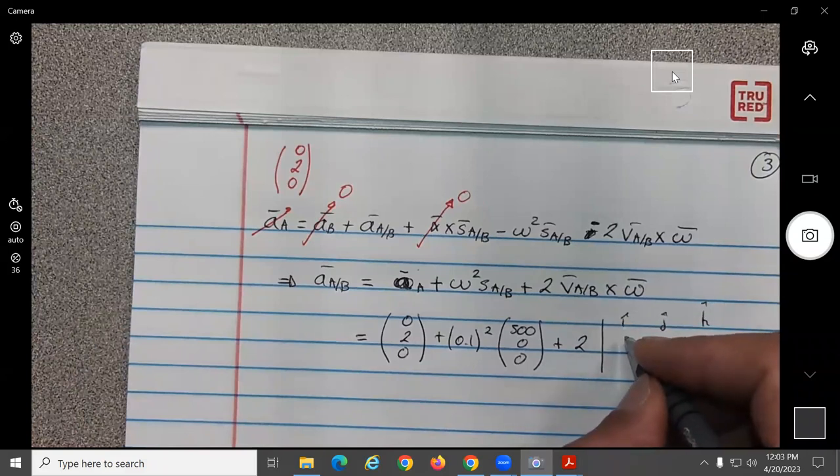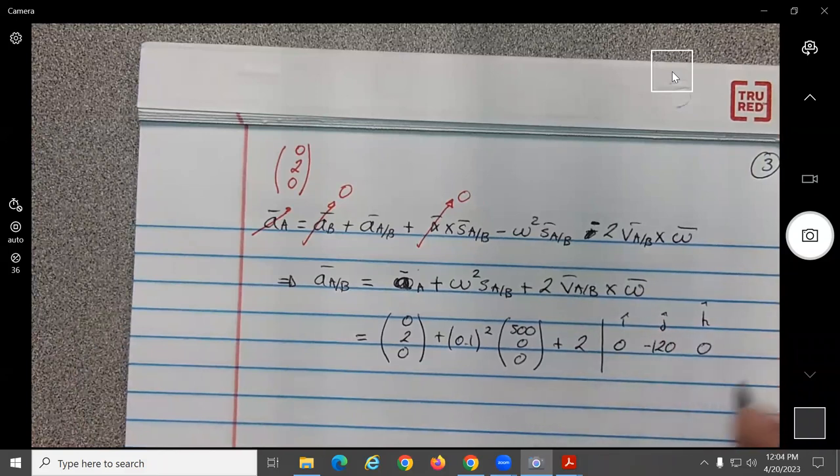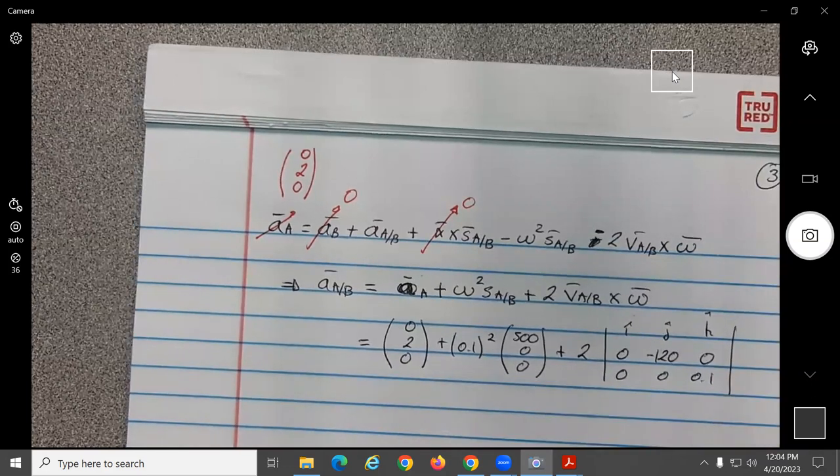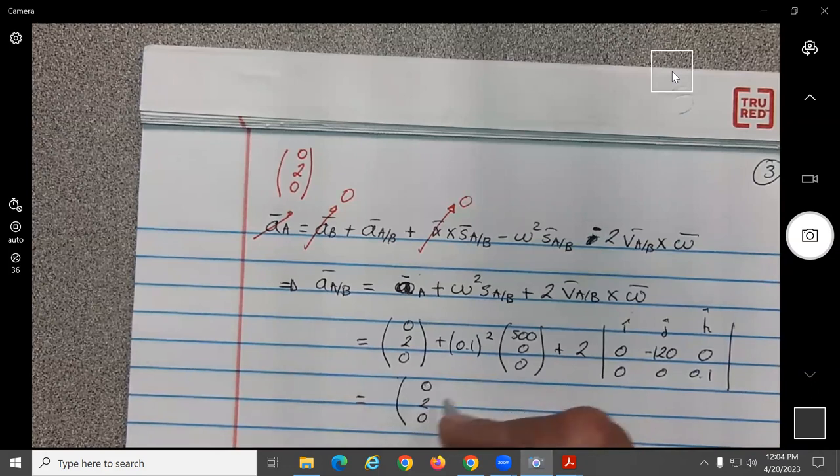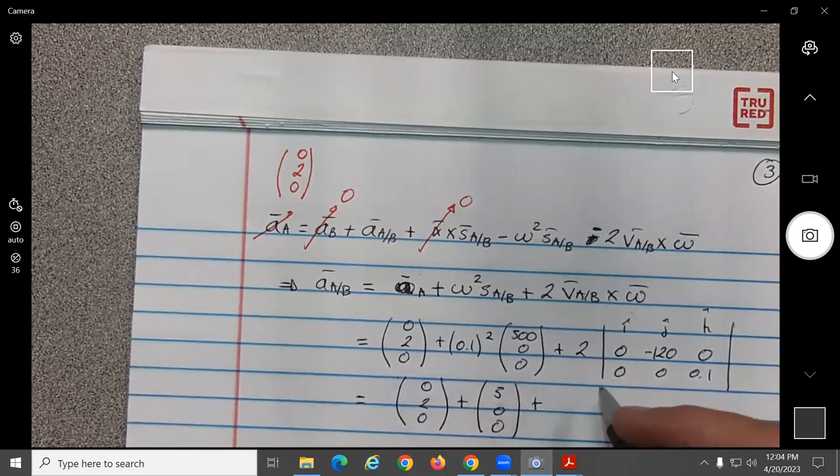Writing the relative velocity, we found that to be zero, negative 120 on the Y, zero, and omega would be 0.1. I think it would be better to write down the omega across, but it should give us the same thing. So here this is gonna give us what? Zero, two, zero, plus 500, plus two times what? 1200.